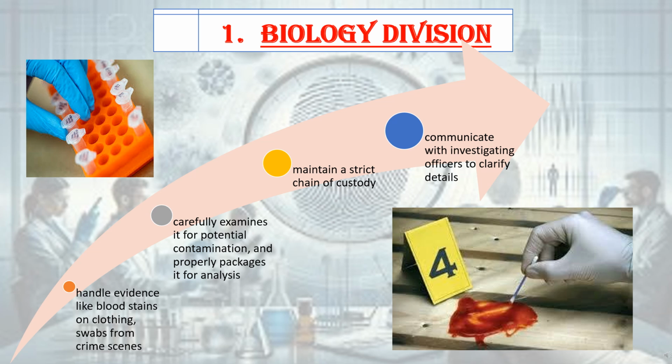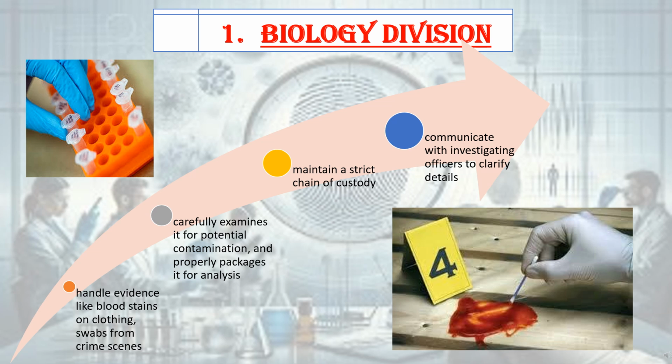They handle evidence like bloodstains on clothing, swabs from crime scenes, bodily fluids, hair samples, and sometimes even skeletal remains. The division receives the evidence, carefully examines it for potential contamination, and properly packages it for analysis in the biology lab. They maintain a strict chain of custody, documenting every step of evidence handling to ensure its integrity in court. They may communicate with investigating officers to clarify details about the evidence collected and its particular case.